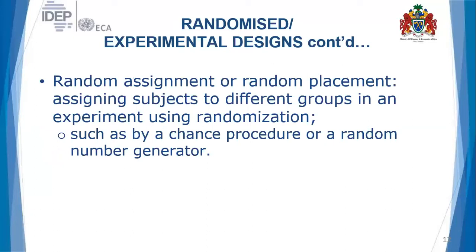Random assignment or random placement of participants, or otherwise assigning subjects to different groups in an experiment using randomization, distinguishes experimental designs from non-experimental designs. Now, this randomization process or random assignment can be done by a chance procedure or a random number generator. So to some extent, there is little influence of the researcher on how subjects or participants are assigned either to the treatment group or to the control group.